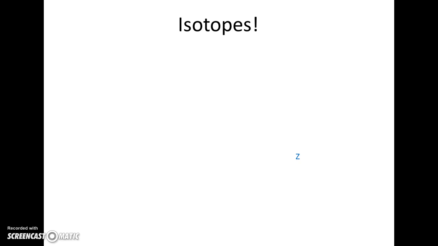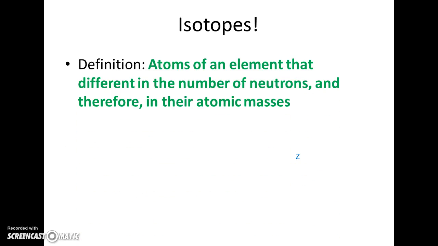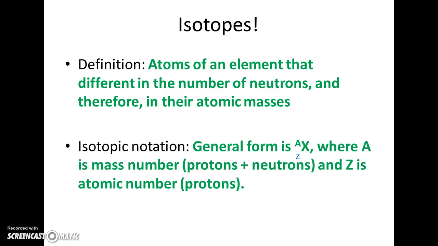Okay, so first let's do a quick review of isotopes. They're atoms of an element that differ in the number of neutrons and therefore in their atomic masses. The general form for isotopic notation is A X Z. A, in the upper left-hand corner, is the mass number, which is the protons plus the neutrons. Z is the atomic number, protons. X is just the element symbol, whatever that might be. Very frequently you see that Z is left off, and that's because you could simply look it up on the periodic table to find the atomic number.